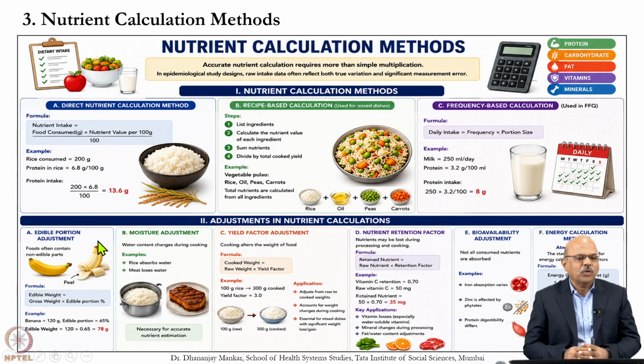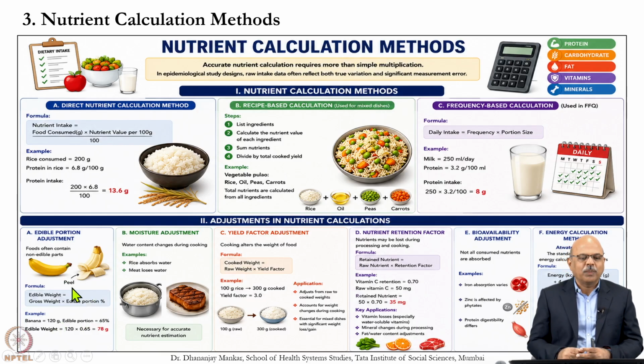Often people consume non-edible parts, that is the peeling actually. So edible weight is equal to the gross weight multiplied by the edible portion percentage. Suppose the banana is 120 gram but the edible part is only 65%. The edible weight is 120 multiplied by 0.65, that is 78 gram. So out of the total 120 gram, only 78 gram is edible.